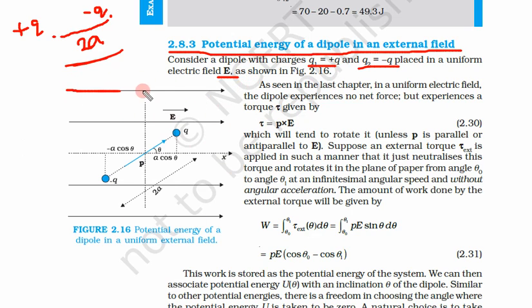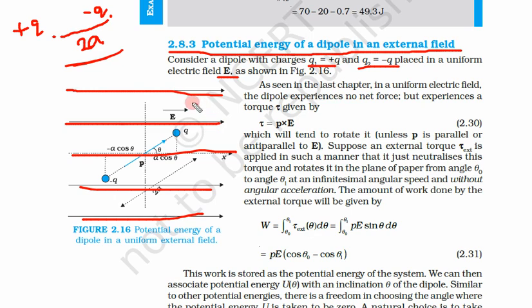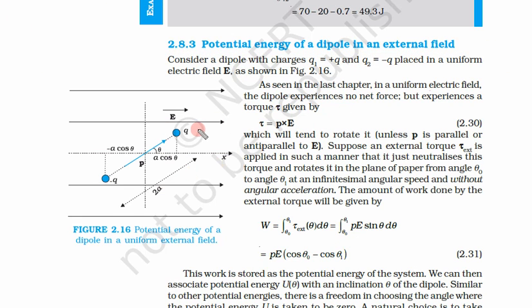This is the uniform electric field, shown here. This field is E, and this dipole is in this electric field E. Now see, this is the negative q charge, this is the positive q charge. Again the length of this dipole is 2a, and the direction of the dipole is always from negative to positive, as you know. Here they have shown the direction of this dipole.